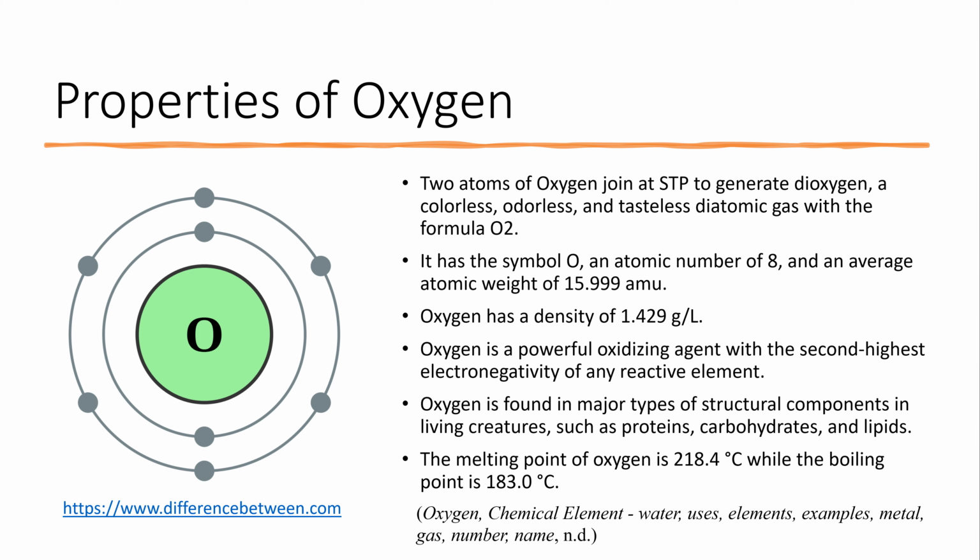Oxygen is a powerful oxidizing agent with the second highest electronegativity of any reactive element. Oxygen is also found in major types of structural components in living creatures such as proteins, carbohydrates, and lipids. The melting point of oxygen is negative 218.4 degrees Celsius, while the boiling point of oxygen is negative 183.0 degrees Celsius.